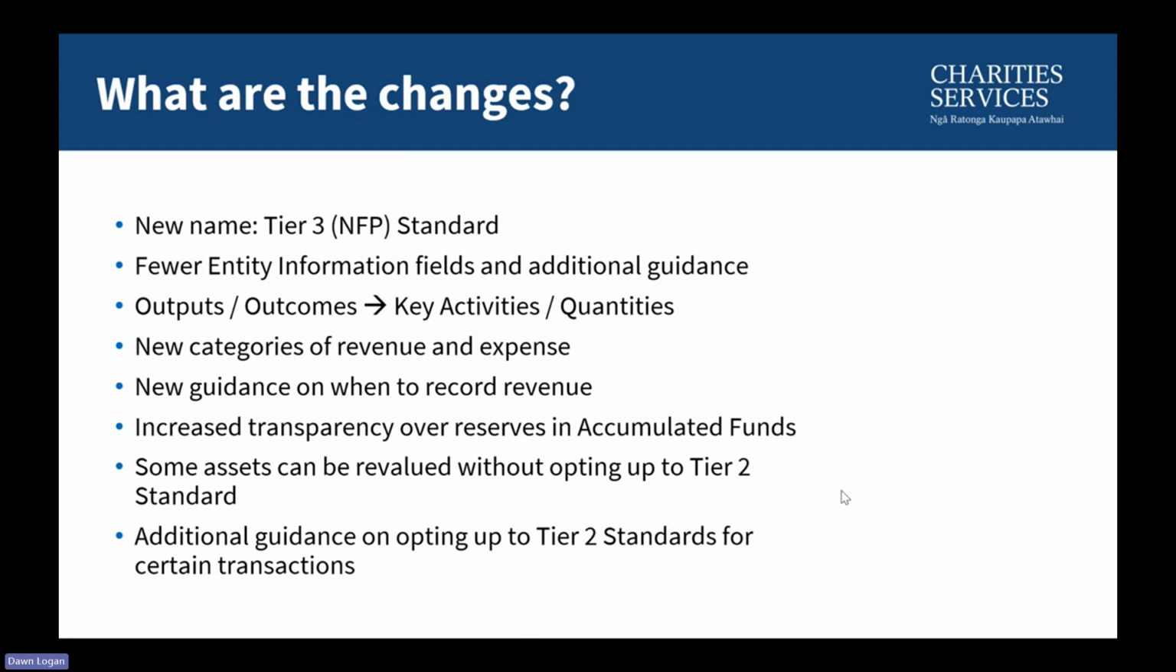It also adds some new requirements to increase transparency and to better meet readers' needs. There are expanded categories of revenue and expenditure. Additional information is now required regarding reserves and accumulated funds, and additional guidance was added in the template as well as in the standard to assist Tier 3 entities when preparing their performance report.